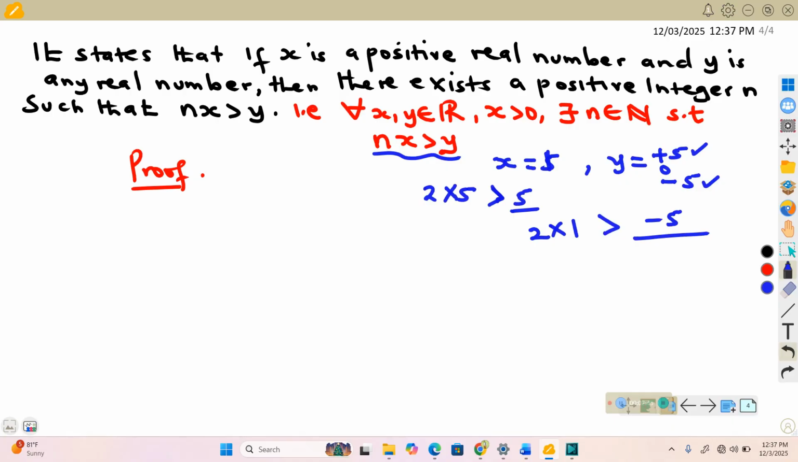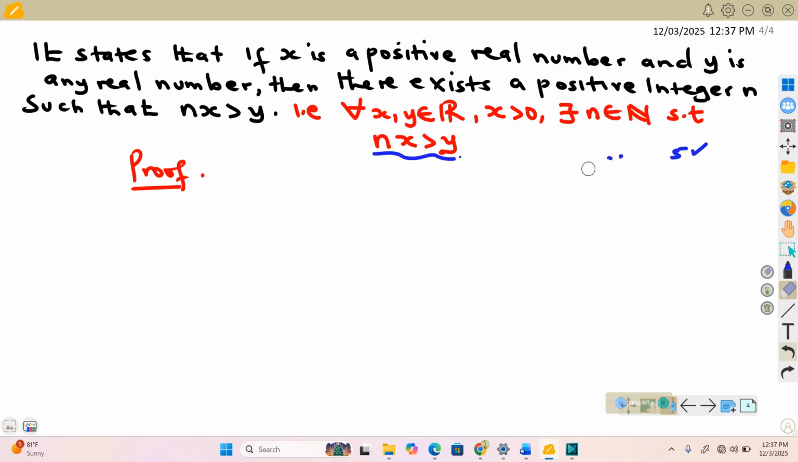So it is true that if you have x greater than 0 and you choose any y, there will exist some positive natural number n such that this statement will hold. And that is basically what we need to prove. Okay, so let us look at the proof of this: if you have x as a positive value and y as any number, you can easily get a natural number or a positive integer n, such that this one would be true.